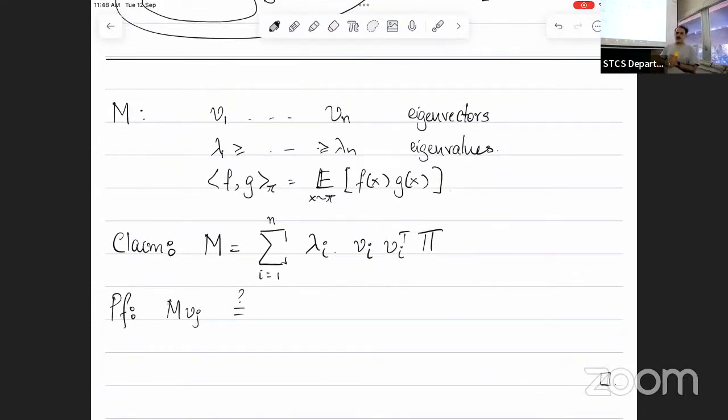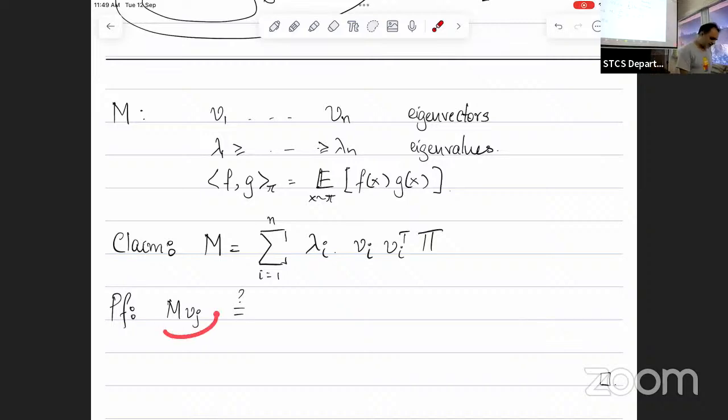So this is going to be the rank 1 representation of the matrix. It suffices for me to show that the left hand side and the right hand side are the same. I will just show that their action on every Vj is the same. That would automatically imply that the two matrices on either side must be the same.